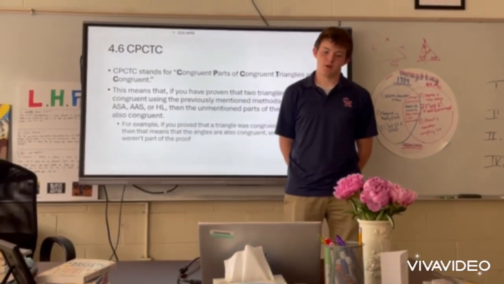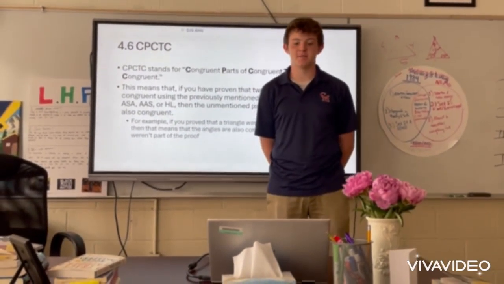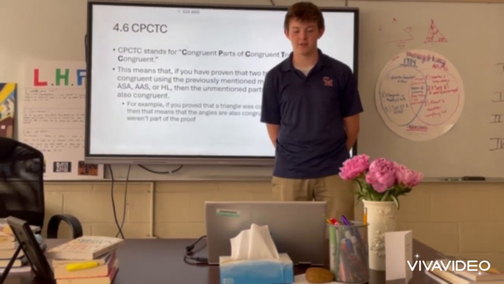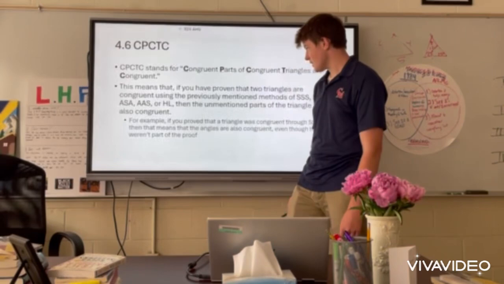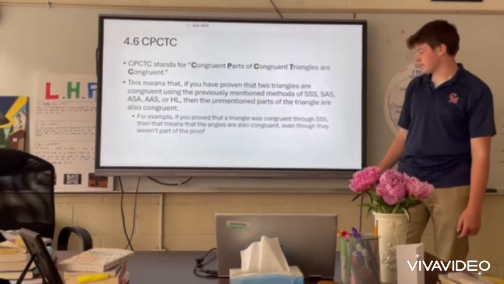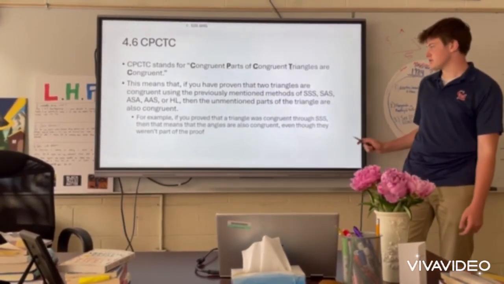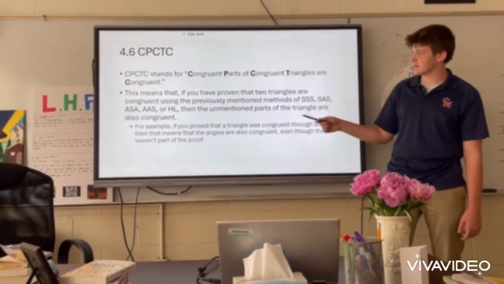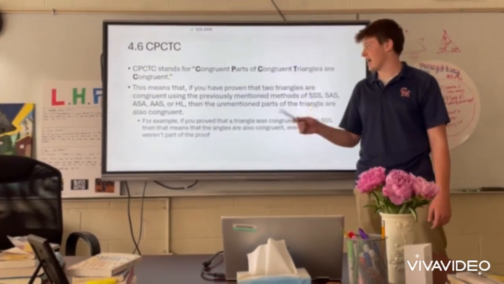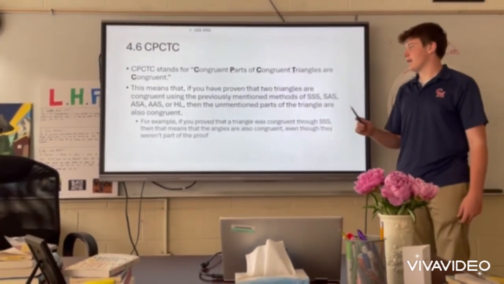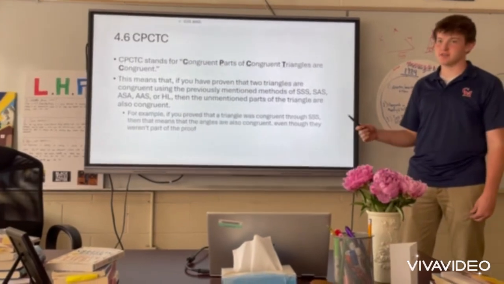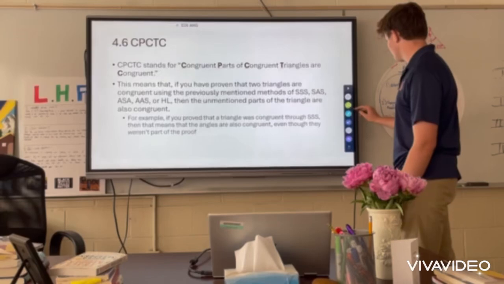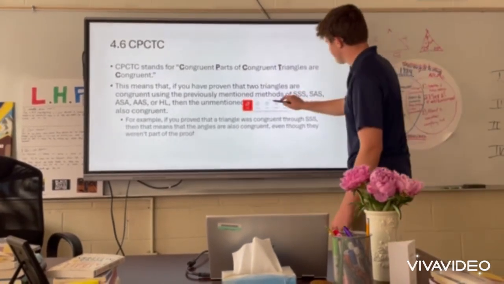All right, so for 4.6, it is CPCTC, which stands for congruent parts of congruent triangles are congruent. And this means that if you have proven that two triangles are congruent using the previously mentioned methods of SSS, SAS, ASA, AAS, or HL, then the unmentioned parts of the triangle that you didn't say in the proof are also congruent. So I'll draw an example of this up here.